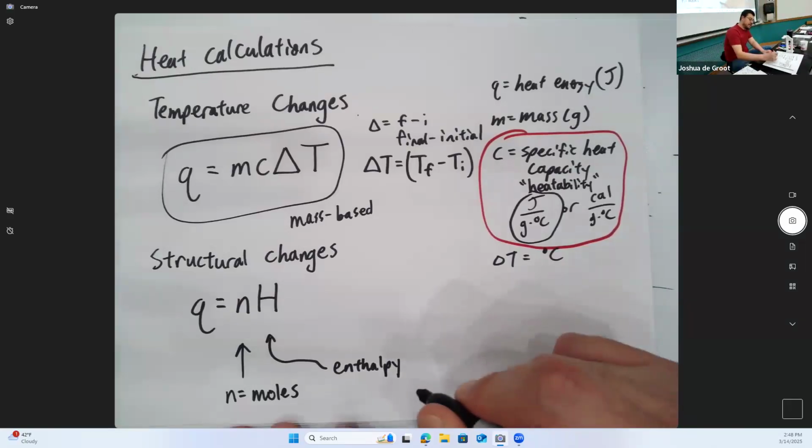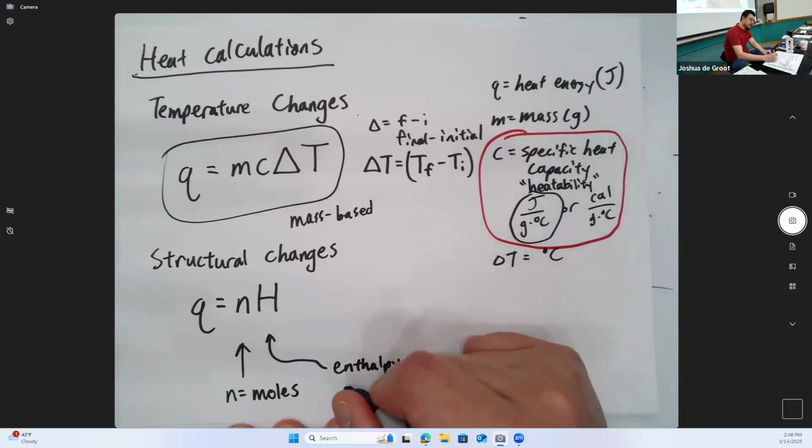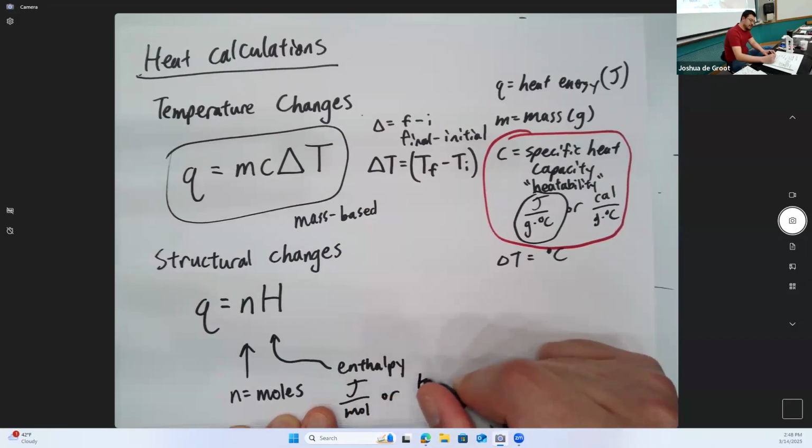Okay. And to describe what enthalpy means, maybe it's better to give you the units for it first. It's going to be joules per mole, or more commonly, actually, they'll write kilojoules per mole. So I'll circle that one.